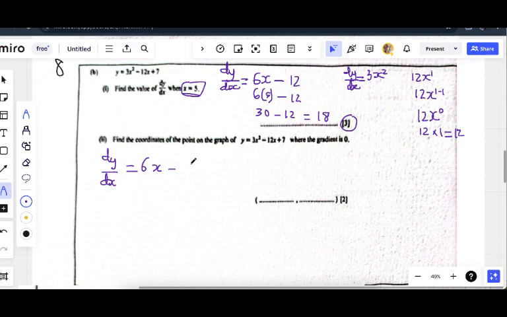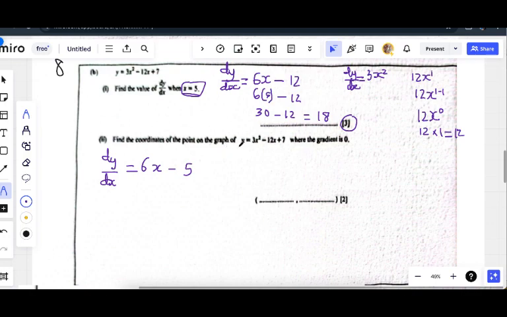Please pay attention. This is very important. They are now in the Cambridge exam. They introduce differentiation and it's very easy. Now, he said follow the instruction. He said the gradient is 0, meaning we should equate this one to 0, because this means gradient. He said find the coordinate point. Coordinate means just find the x value and the y value. Now we want to find the x value.